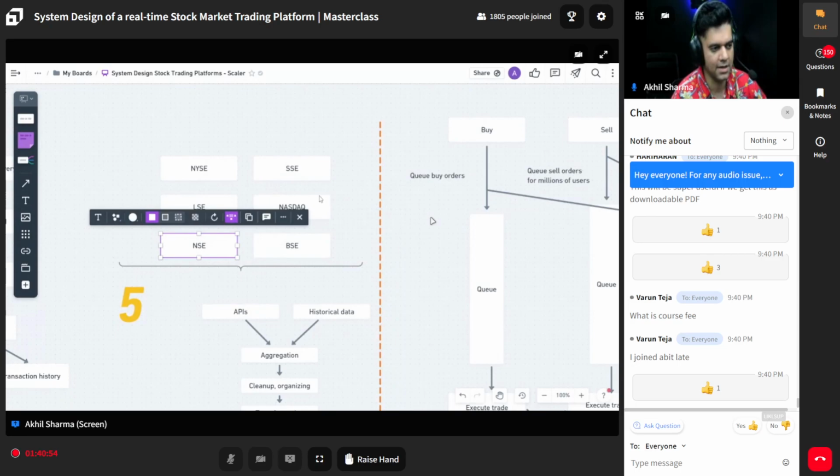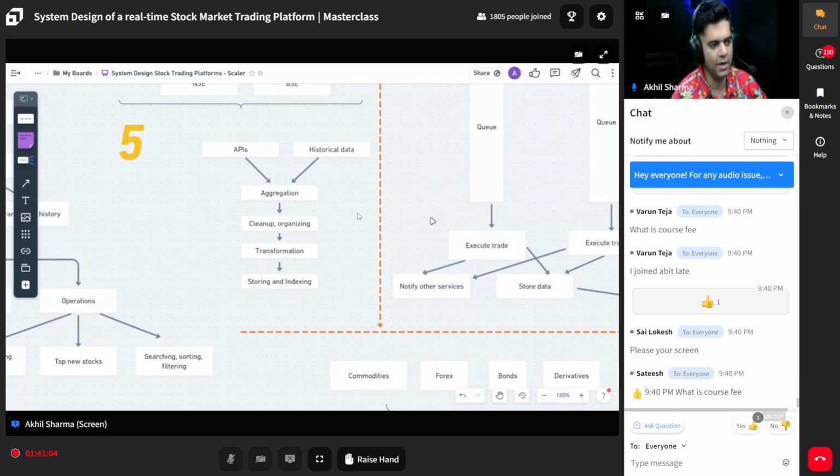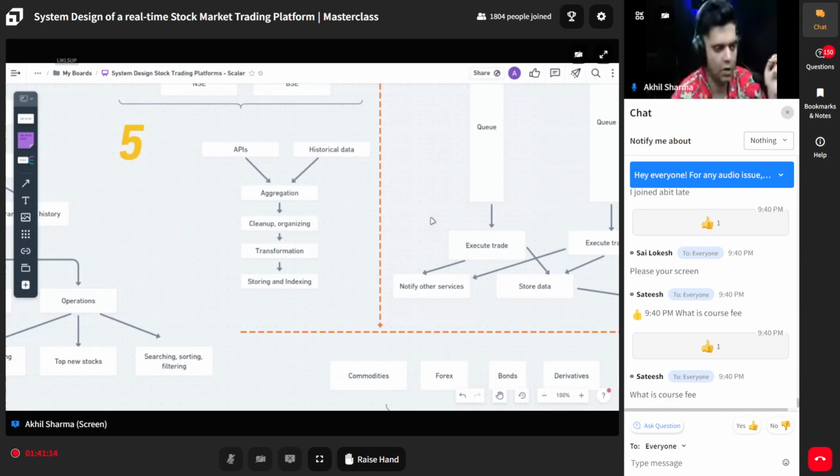So you can buy this information. You have to buy this information in two ways. One is the APIs, the other is the historical information. When you get the information through APIs, or let's say some information you get in historical data, you want to work with all of this information together. So you would want to aggregate information from these sources.